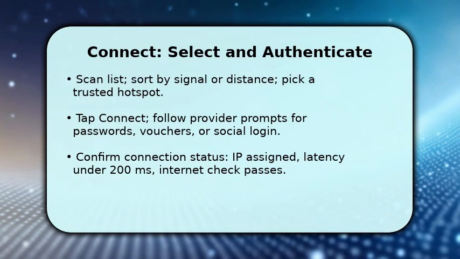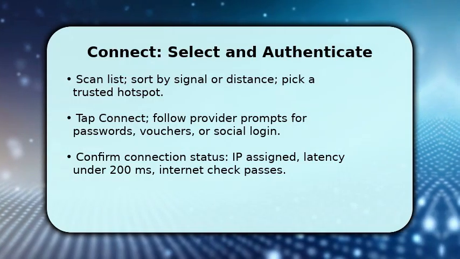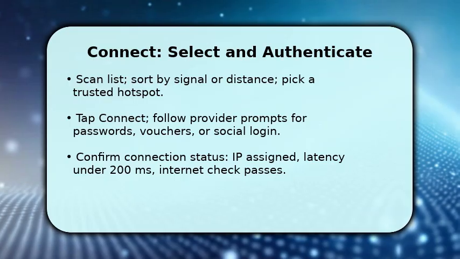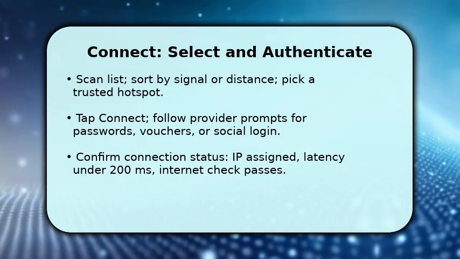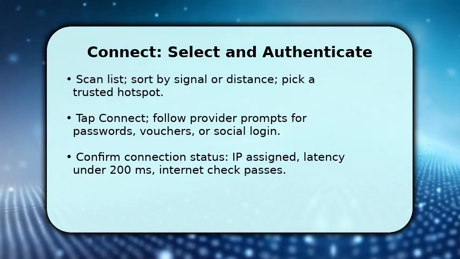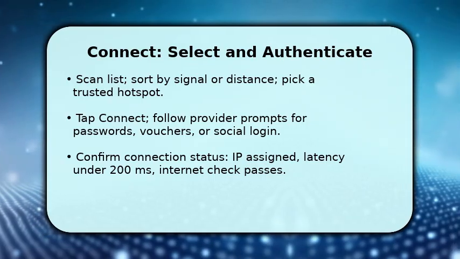Tap Connect and follow the provider's authentication. Enter a password, redeem a voucher code, or complete the social login flow depending on the hotspot type. The app negotiates DHCP and runs an internal connectivity test, so wait until it reports IP assignment and internet reachability. If captive portal pages appear, the app will open them.